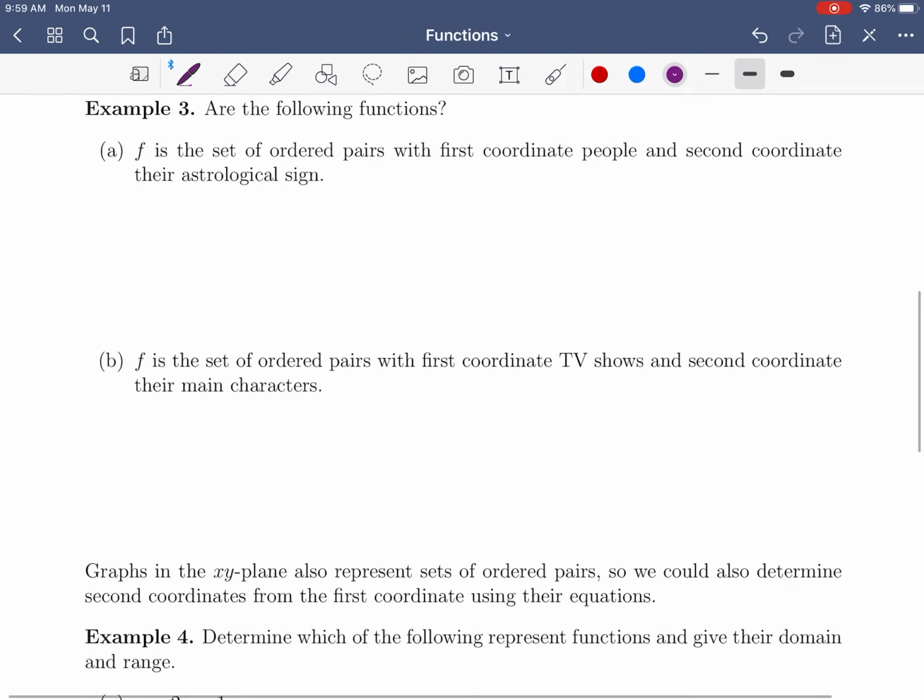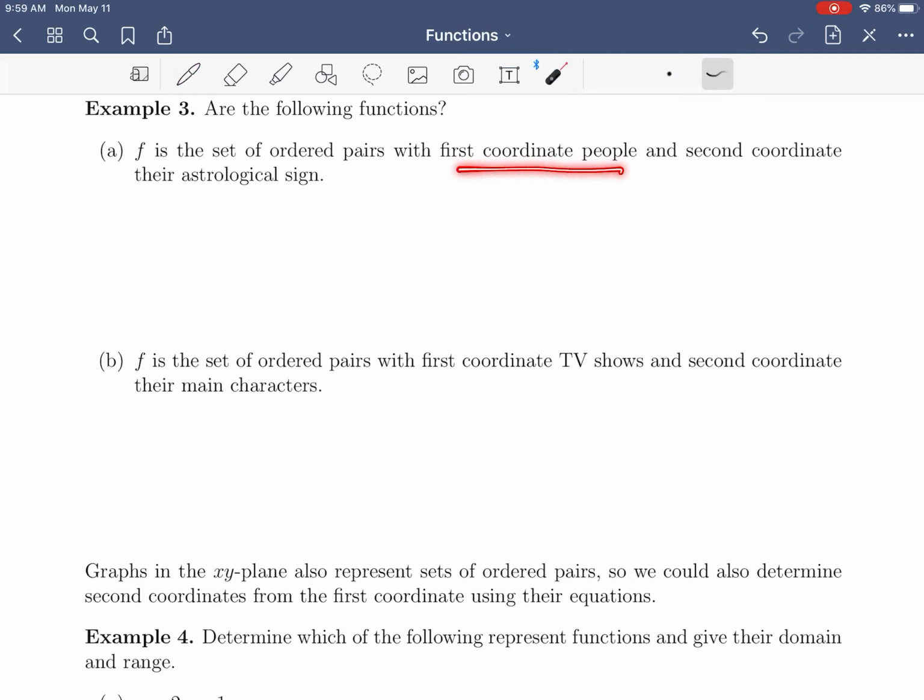Now, what about some more weirdly defined functions? Here, F is a set of ordered pairs where the first coordinate is people and the second coordinate is their astrological sign. We want to think, does every person have an astrological sign? Because then they're going to be paired with something. And the other thing is, could they have more than one? Astrological signs depend on your birthday. So once you're born, you fall in a category of astrological sign. So this is a function.